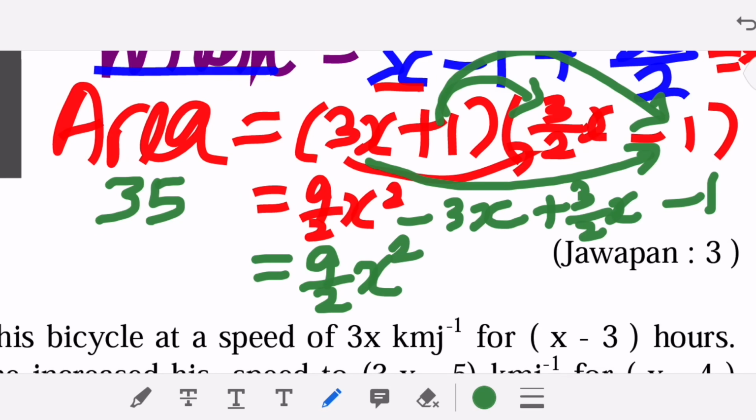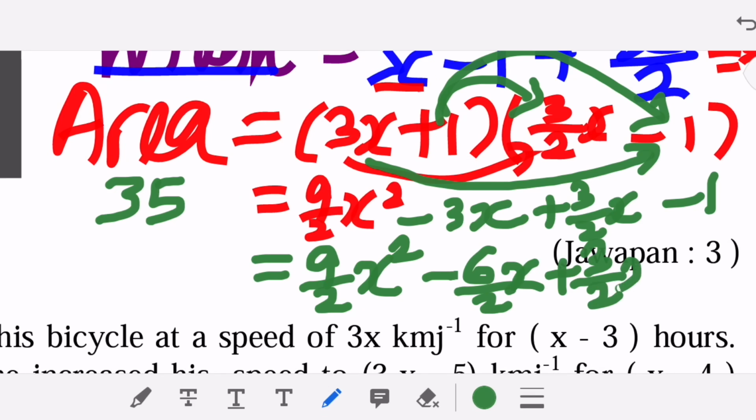Then for this one, if you want to make the denominator the same, also can. It will be negative 6x over 2, so negative 6x over 2 plus the 3x over 2 minus 1. You can do like that, no problem. But some students would like to use the calculator. They just write negative 3 plus 3 over 2 and they will get the answer. Also can, no problem, up to you. I'm doing the slowest way to make sure everyone can do well in maths.